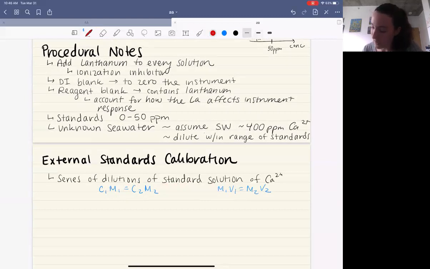Okay, so we're going to make a calibration curve. And this calibration curve will show us how the instrument responds to different concentrations of the analyte.